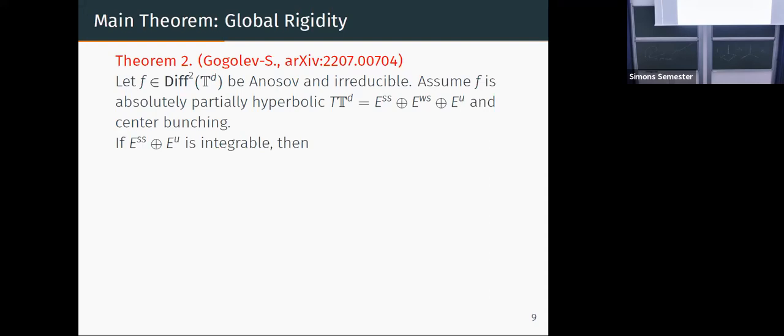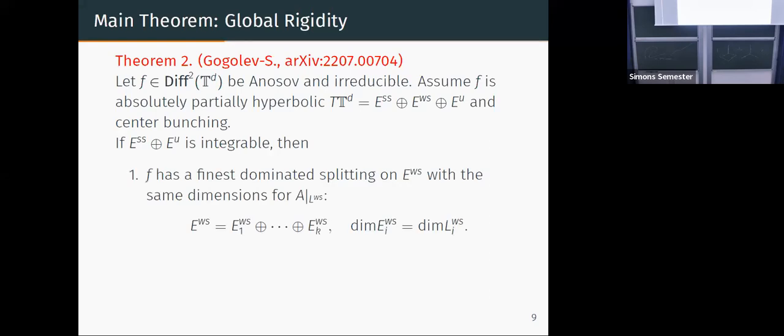And so right now my conclusion is that if my strong stable and unstable are jointly integrable, then I can also have spectral rigidity in the weak stable foliation. That is the first thing I will say: my F has a finite dominated splitting on the weak stable bundle with the same dimensions as my A. Because as I mentioned in theorem one, my linear part A also has an absolutely partially hyperbolic splitting. And so it will have a weak stable bundle, right? It will have A here.